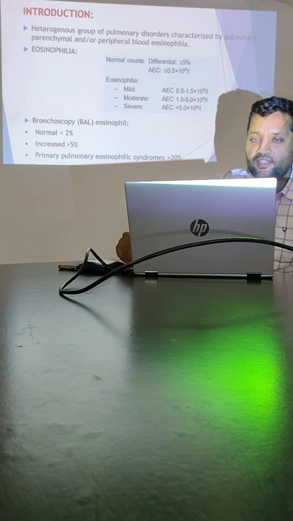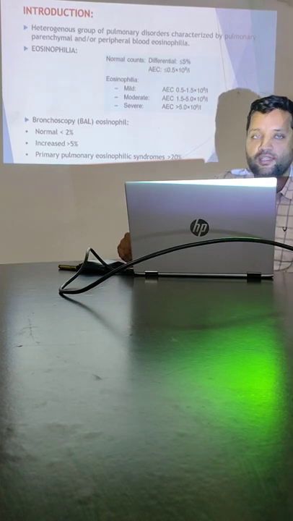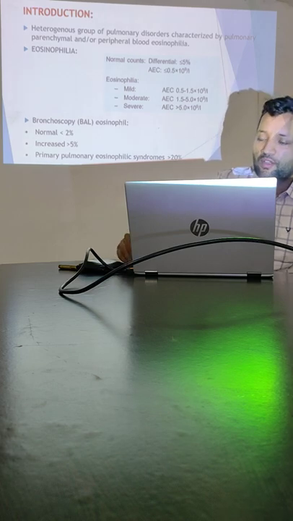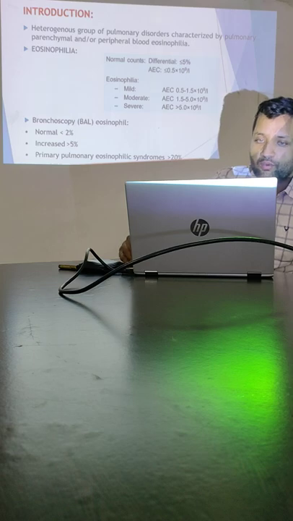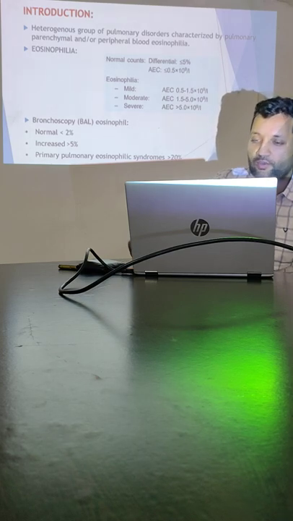We categorize eosinophilia as mild, moderate and severe based on the absolute eosinophil count. Mild is 0.5 to 1.5 × 10^9 per liter, moderate is 1.5 to 5 × 10^9 per liter, and severe is more than 5. In the BAL fluid, the normal eosinophil count is less than 2%, increased is more than 5%, and primary pulmonary eosinophilic syndrome is more than 20%.